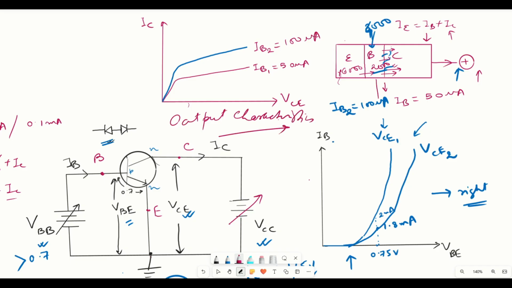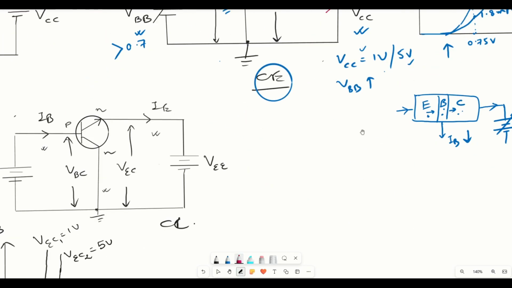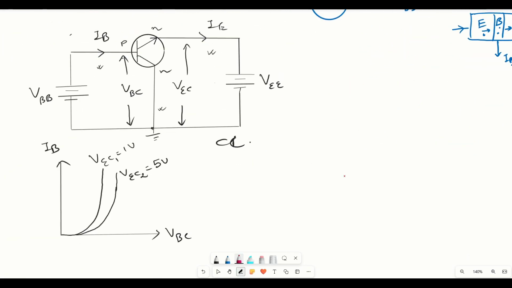So I hope you have understood the characteristics of input and output, common base, common emitter, and we have also discussed common collector. Now for the common collector, what would be the output response? Consider it as homework and tell me whether your response will be increasing or constant. So you have to determine whether your output current is remaining constant or whether your output current is increasing. Okay.